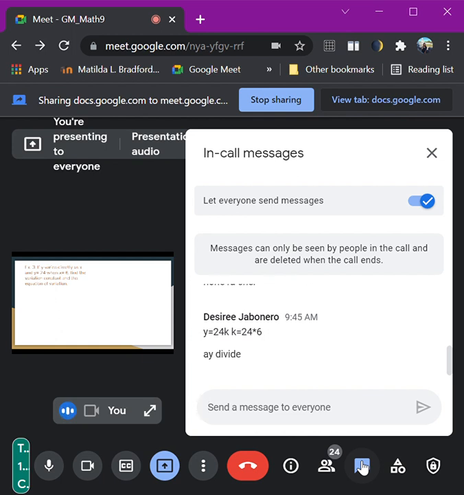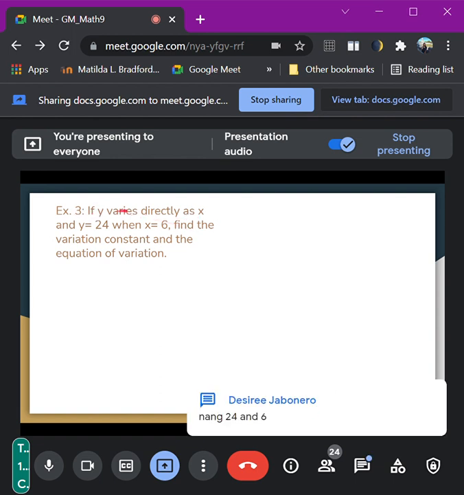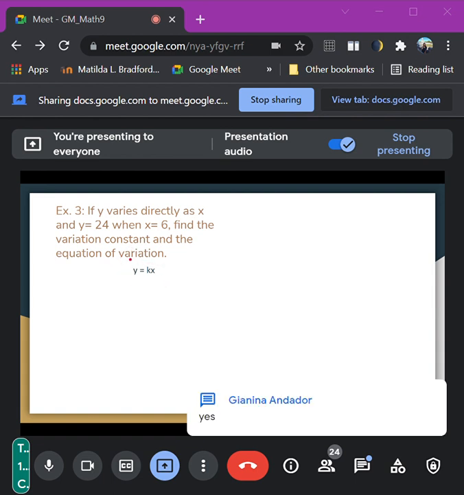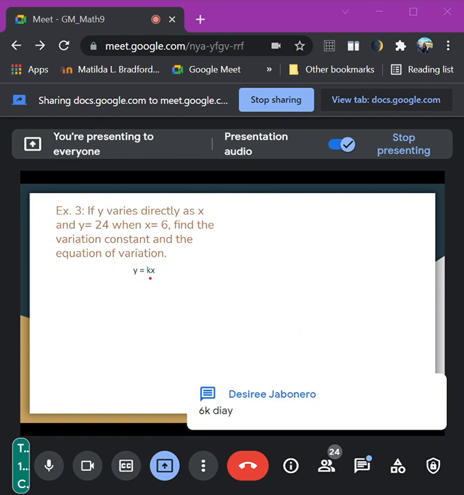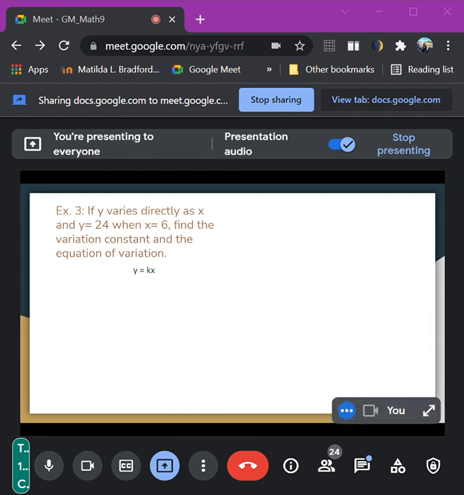So what we need to do first is to make our equation. That is where we start, class. Since you have there if y varies directly as x, you make it into an equation. Right? This is the equation for y varies directly as x. You have y is equal to k times x. Am I right? We made the equation first, class, because you will know what to substitute or what you will look for. That is where we know what to do next.